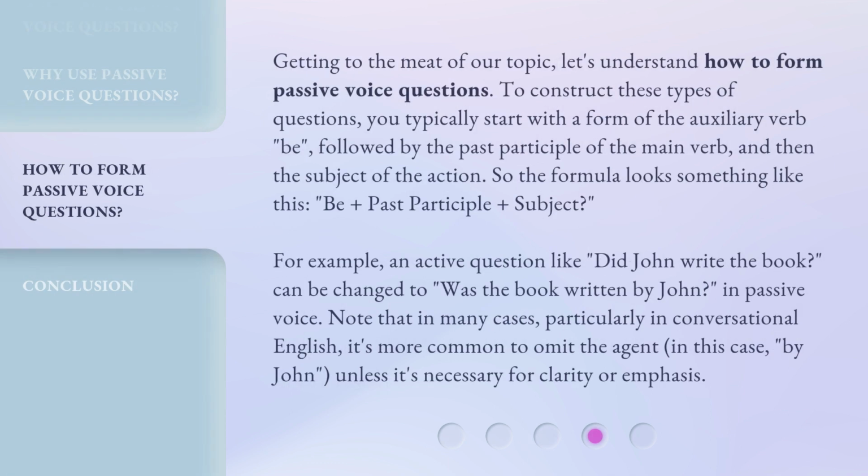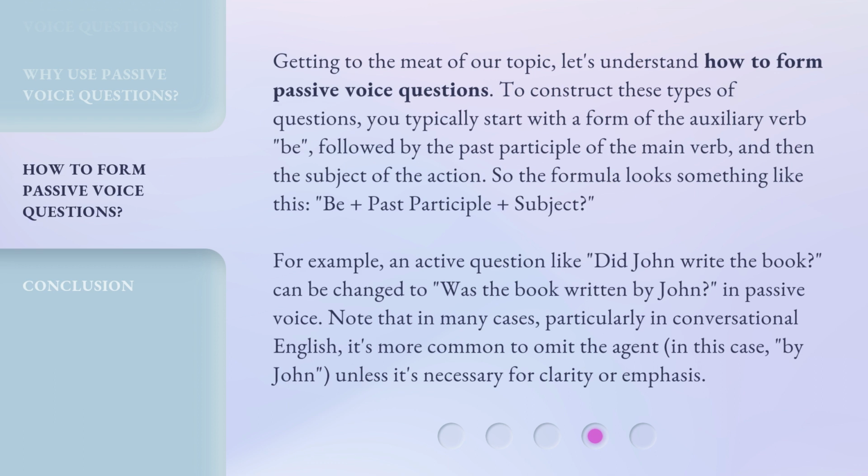Getting to the meat of our topic, let's understand how to form passive voice questions. To construct these types of questions, you typically start with a form of the auxiliary verb, be, followed by the past participle of the main verb, and then the subject of the action. So the formula looks something like this: be plus past participle plus subject.